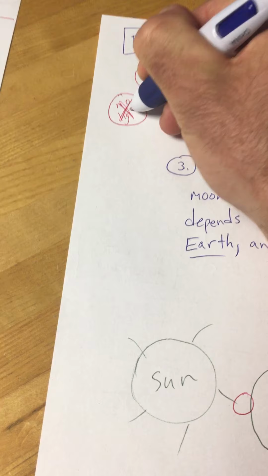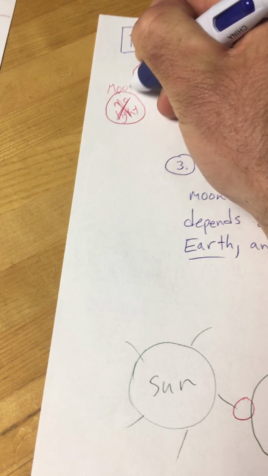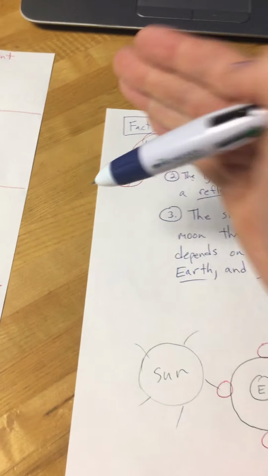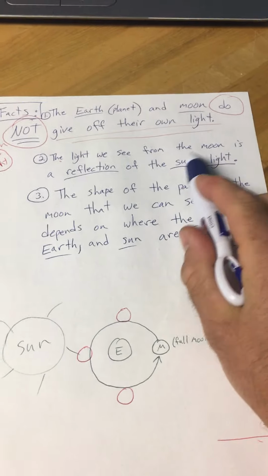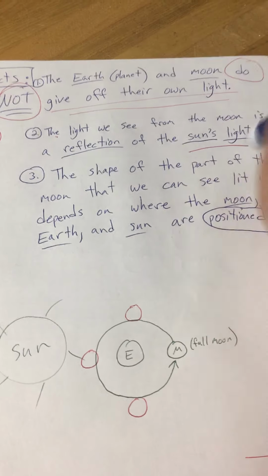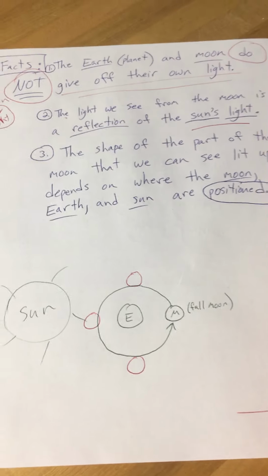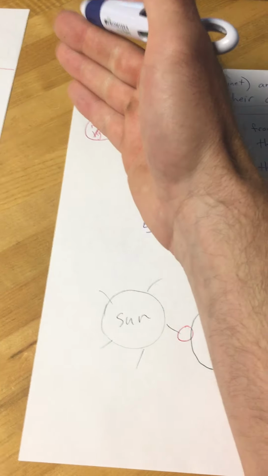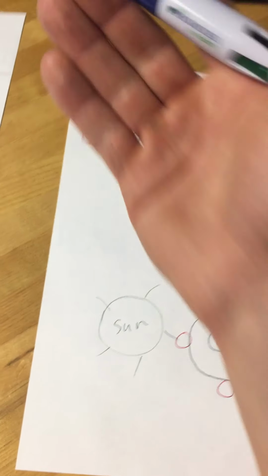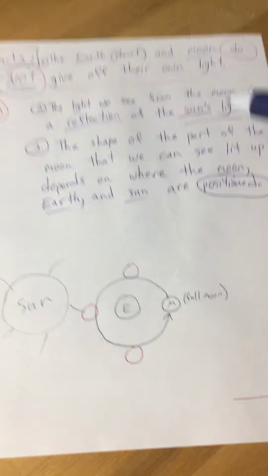No light on the moon. The light we see is actually the reflection of the light that's being shined by our star, the sun. Okay, so the moon doesn't give off any light. It only reflects the light. The light we see is reflecting off of it from the sun's light.